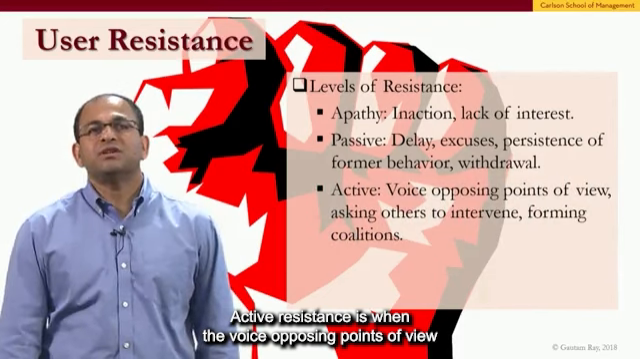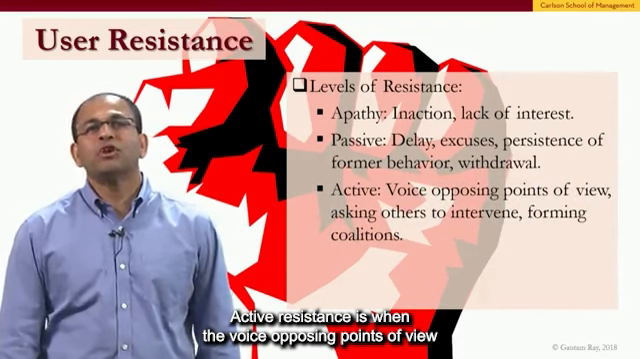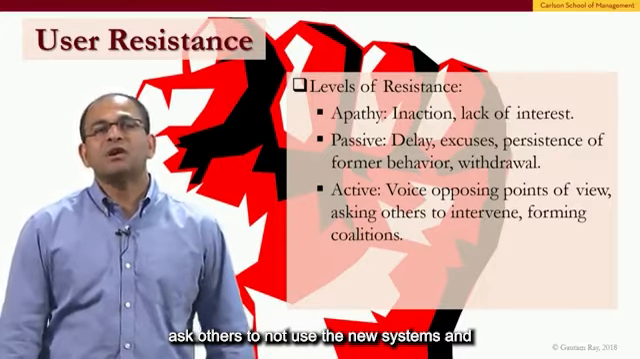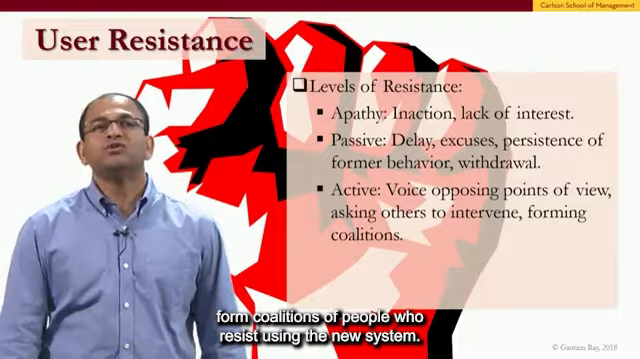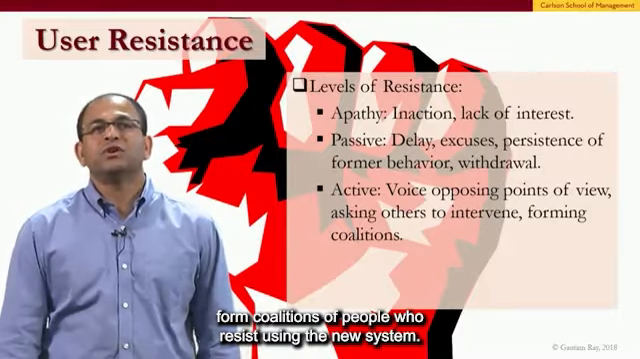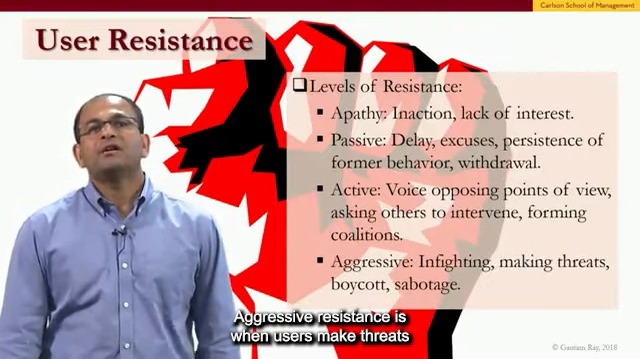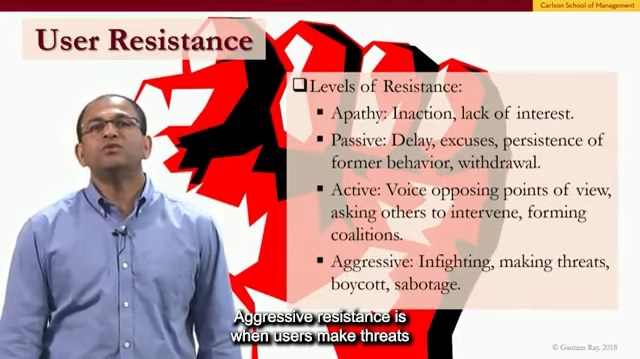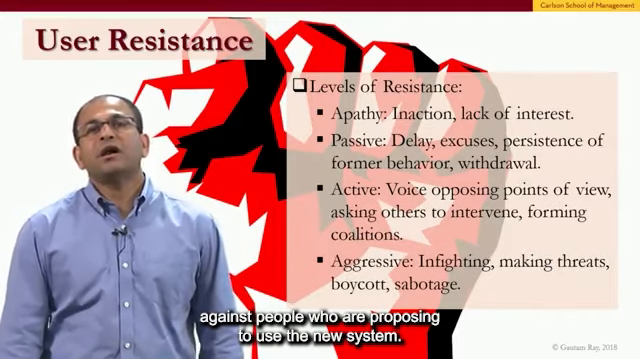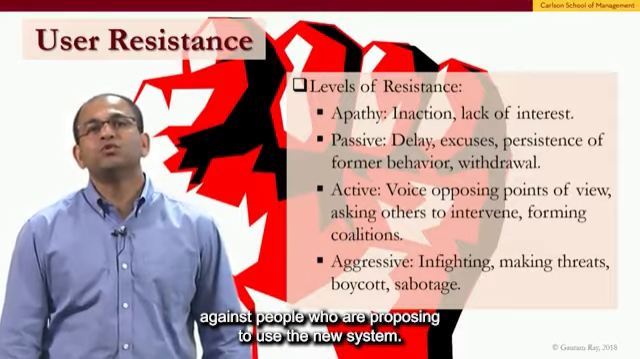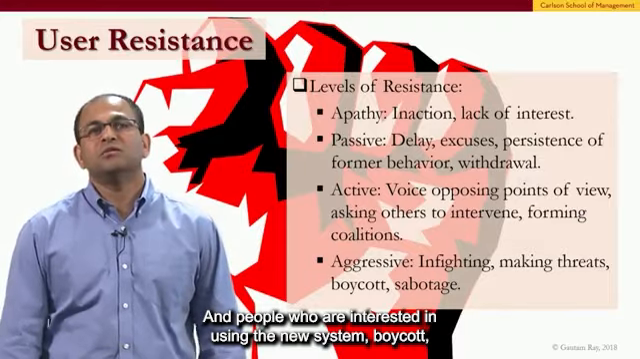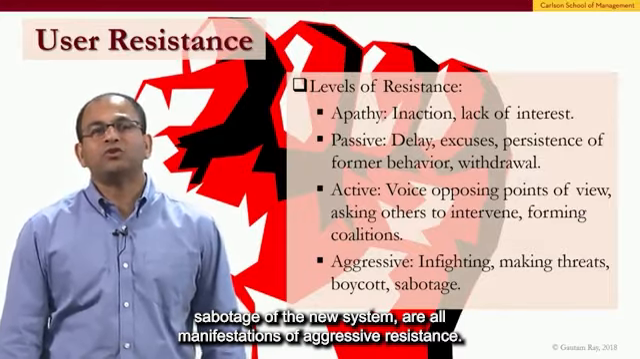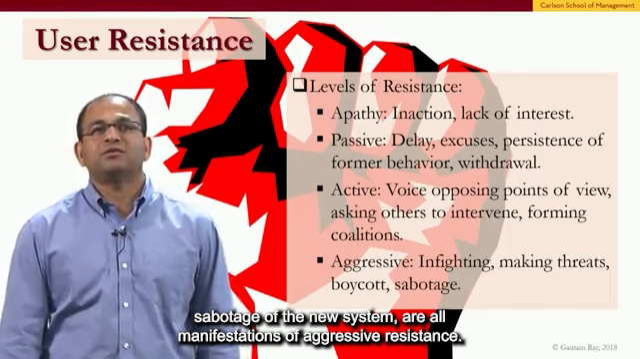Active resistance is when they voice opposing points of view, ask others to not use the new systems, and form coalitions of people who resist using the new system. Aggressive resistance is when users make threats against people who are proposing to use the new system and people who are interested in using the new system. Boycott, sabotage of the new system are all manifestations of aggressive resistance.